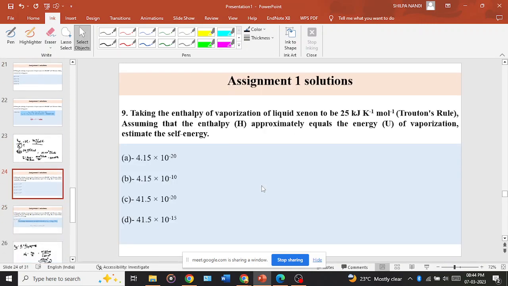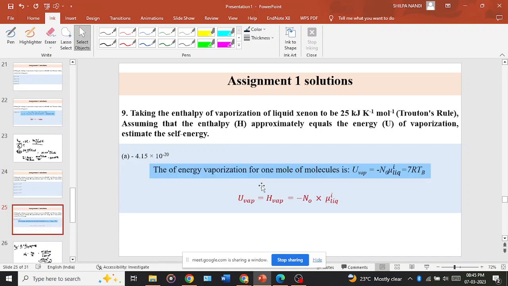Fine. Ninth question was a continuation of question number 8, where you have to estimate the self energy and not the boiling temperature. In this case also you need to recall Trouton's rule and apply the value of enthalpy of vaporization of liquid xenon. Here also we try to solve it using the energy.